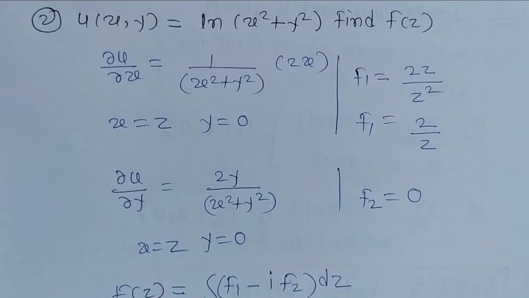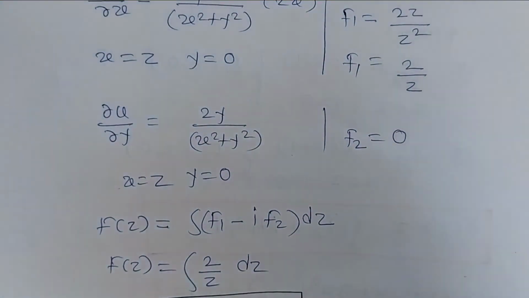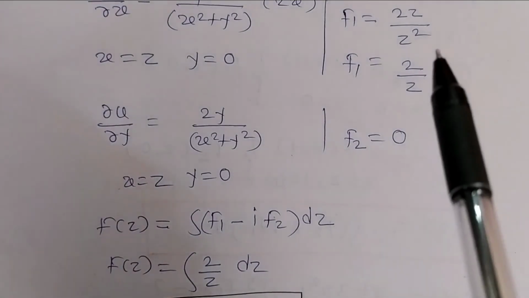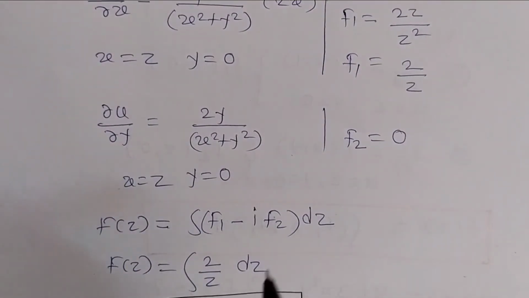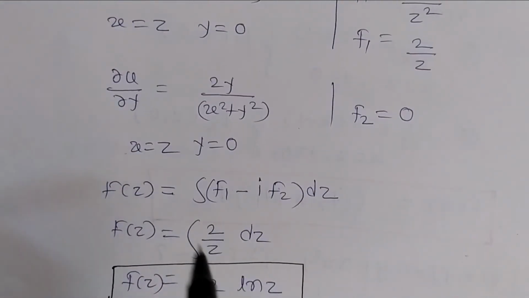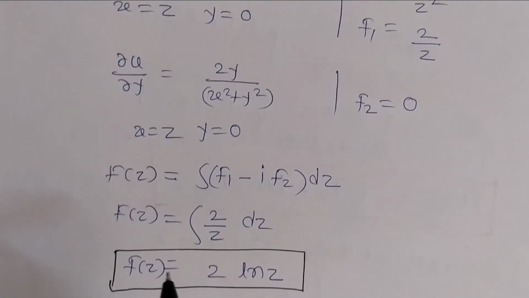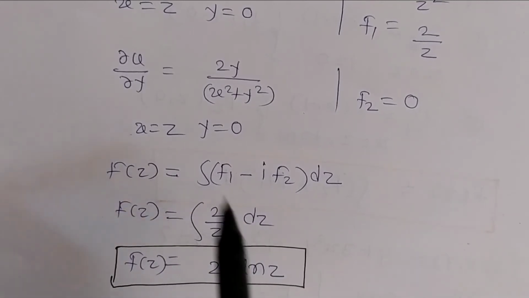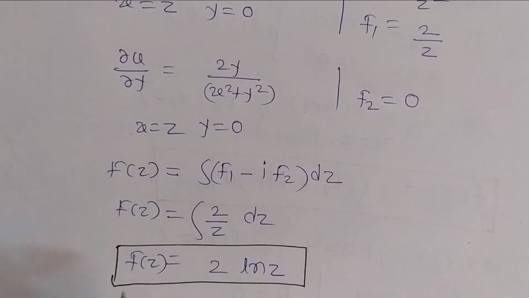So how to find f of z? f of z is integration f1 minus i f2 dz. Here f1 is 2 upon z, and f2 is 0. So f of z is equal to integration 2 by z dz. So f of z is 2 outside, and the integration of 1 by z is ln z. So f of z is 2 ln z.